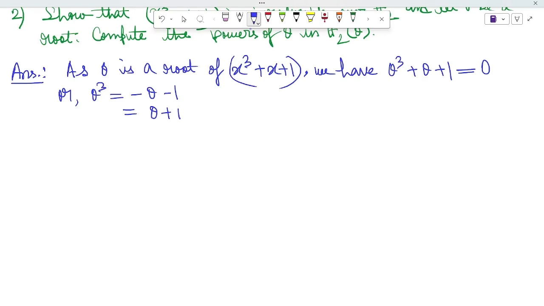So we have to find out the powers of theta. That means theta to the power 5 means theta cube plus theta square. But theta cube means theta plus 1, plus theta square.